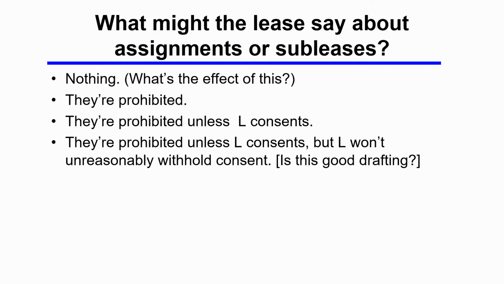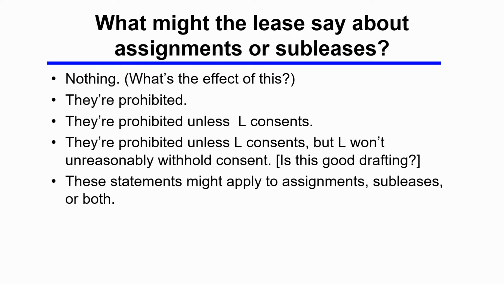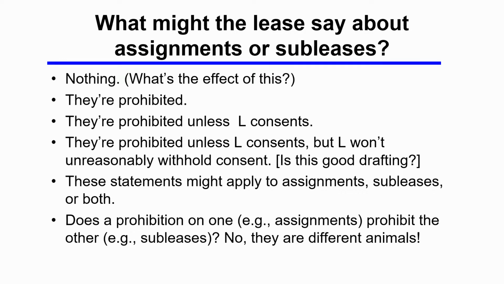Now again, you find that quite frequently in leases, but I'd suggest that it's not very good drafting because it leaves the parties to argue later about whether the landlord has been reasonable or unreasonable. So it's much better to have the landlord expressly say in the original lease what the basis would be for the landlord's withholding consent. These statements, as we've indicated, might apply to assignments or to subleases or to both of them. Does a prohibition on one, for example, assignments, prohibit the other, for example, subleases? And the answer is no, they're different animals, and a prohibition on one doesn't cover the other one at all. So smart landlords always say in the clause that covers assignments and subleases in the original lease that both of them are prohibited without the landlord's consent or something to that effect.